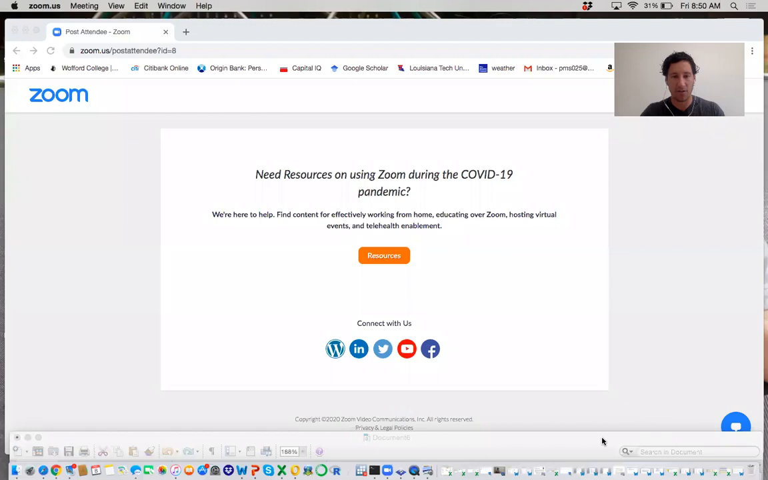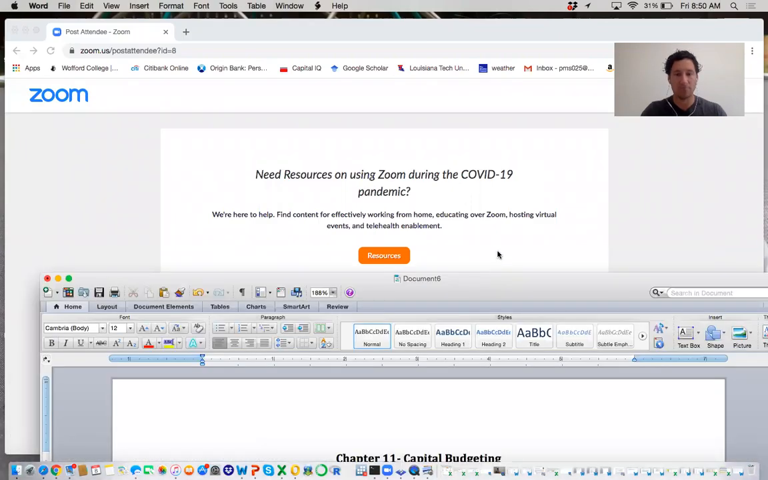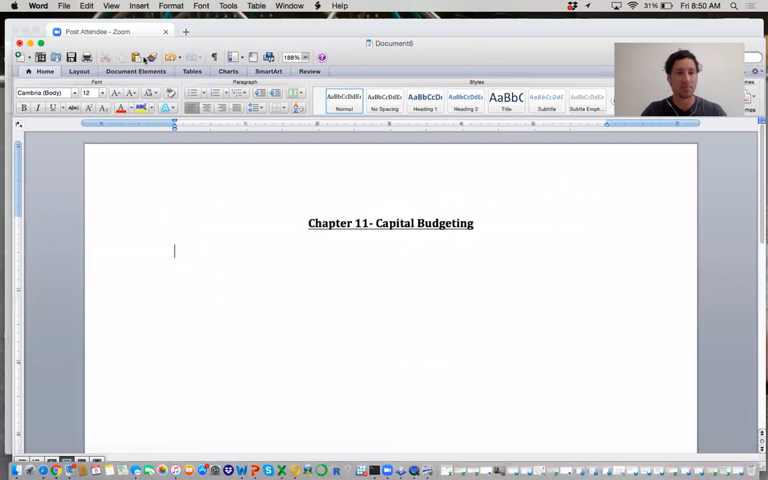All right, guys, this is chapter 11, capital budgeting. This is probably the most fun chapter and one of the most useful things in finance and financial management. So what we're doing today with capital budgeting is trying to figure out what projects a company should take on, or if they should take on these projects.